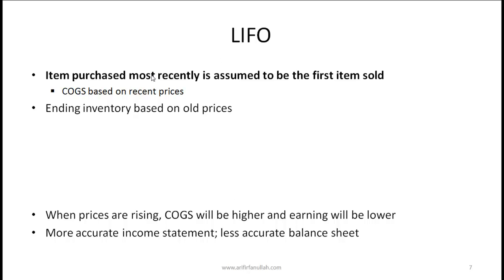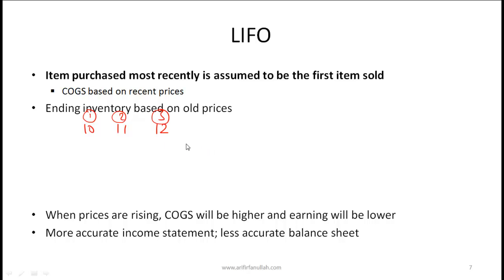With LIFO, items purchased most recently are assumed to be the first item sold. So COGS is based on recent prices, ending inventory based on old prices. Going back to our simple example of buying chairs for 10, 11 and then 12. So that's your first chair you bought, second and third. With last in, first out, now let's say you again sell 2 chairs.